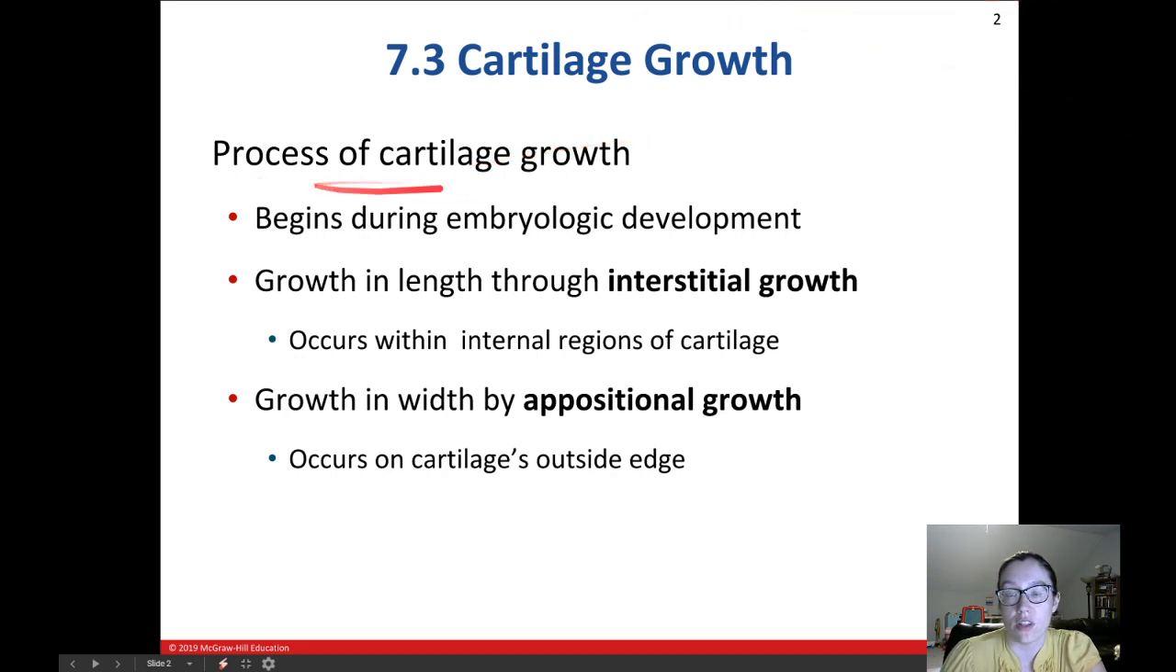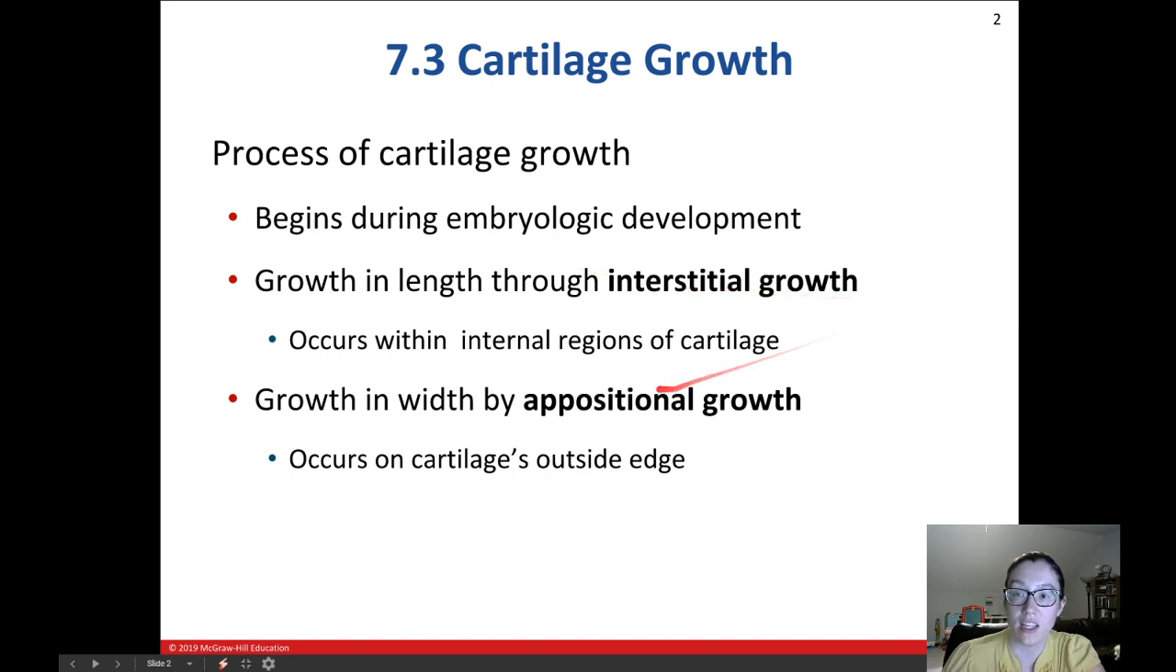So cartilage growth is going to begin early in embryonic development. This is when the baby is still a fetus inside the mother, and it's going to grow in a couple of different ways. It can grow larger or in length, and this is going to be called interstitial growth. This generally happens a lot more early in embryonic development.